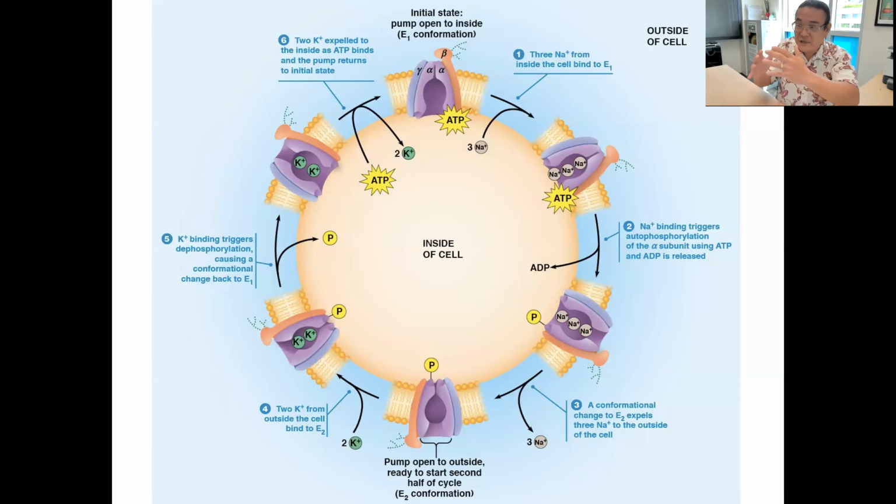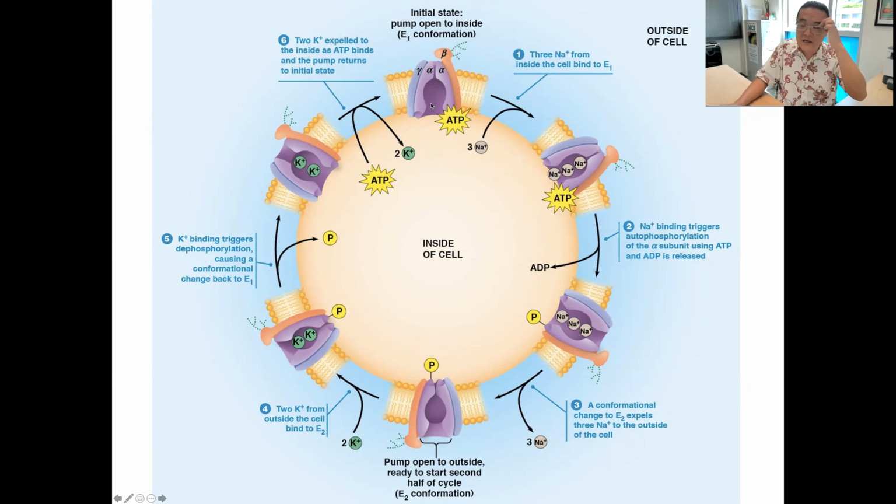But this shape right here, at step 4, is only because there's that phosphate group still stuck to the protein. If you then release the phosphate group, then the protein will want to go back to its original shape. And that force, again, is stronger than any resistance that the potassium ions have inside the cell pushing up against it. So as a result, those 2 extra potassiums that came from the outside get forced into the cell, and then this resets.